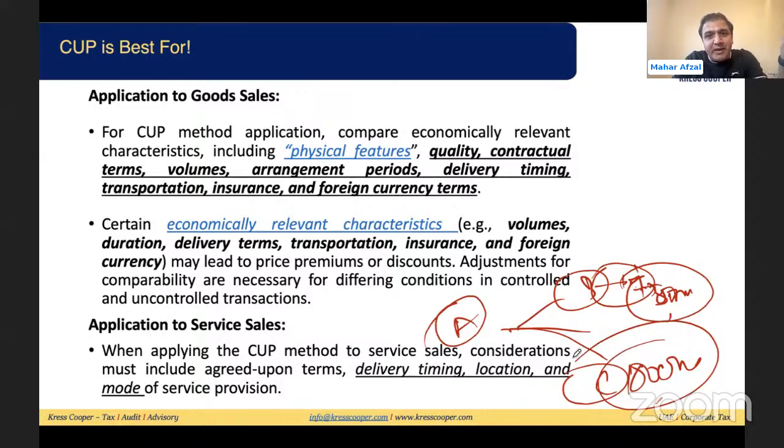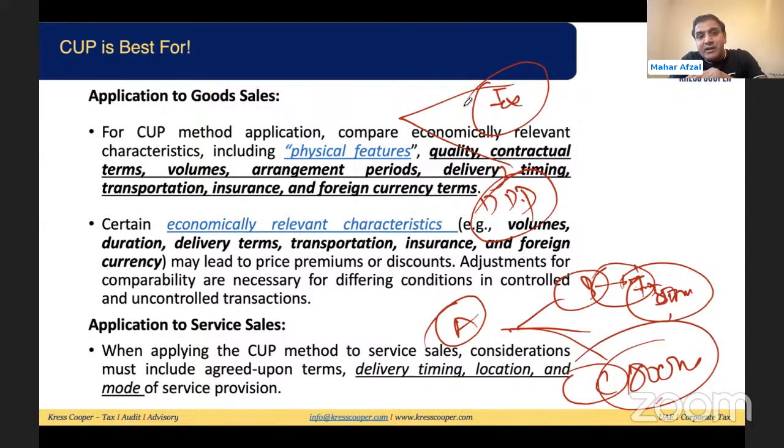These multiple factors can be physical features such as quality, contractual terms, volume, arrangement, period, delivery term, transportation, and incoterms. Just to give you an example: if you assign an incoterm of EXW to one party and assign an incoterm of DDP, delivered duty paid, to a second party, then transportation cost will be there. This will require an adjustment. In the same way, we need to consider economic factors: volume, duration, delivery term, transportation, insurance, freight.